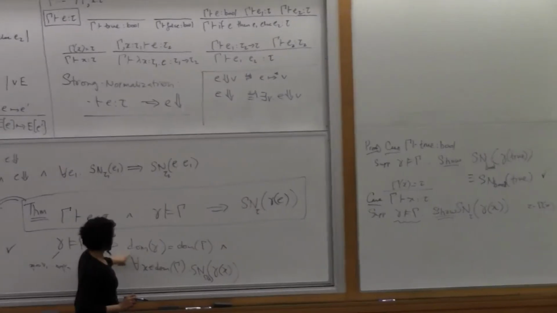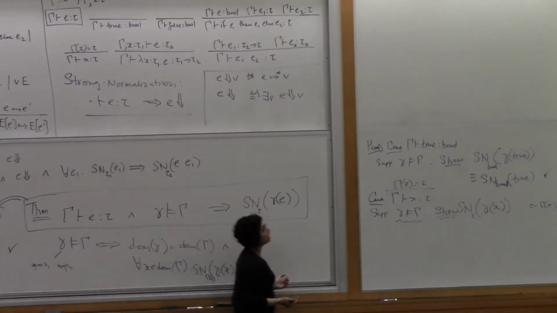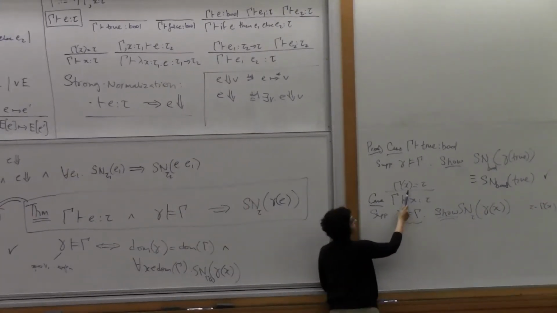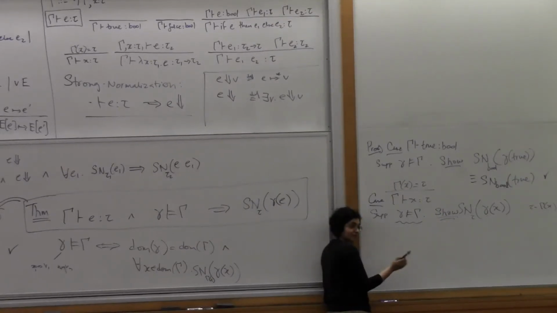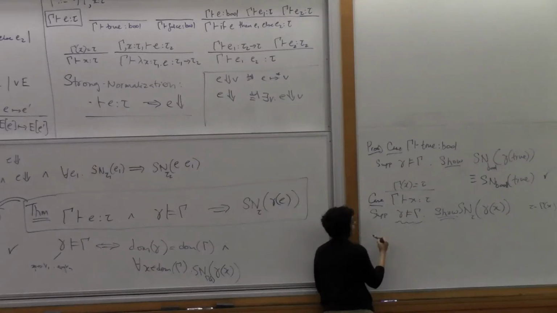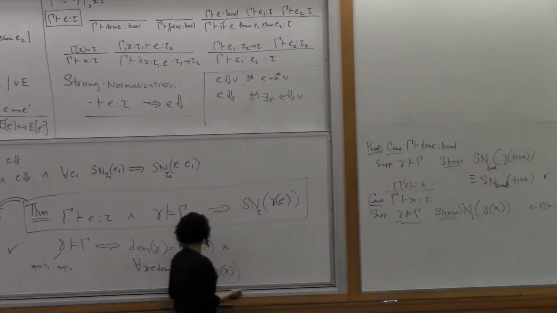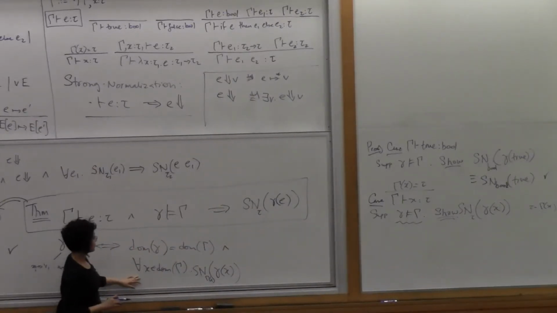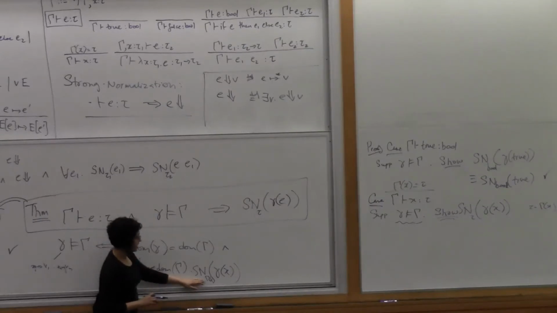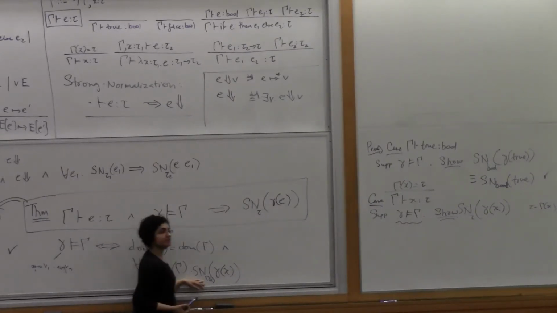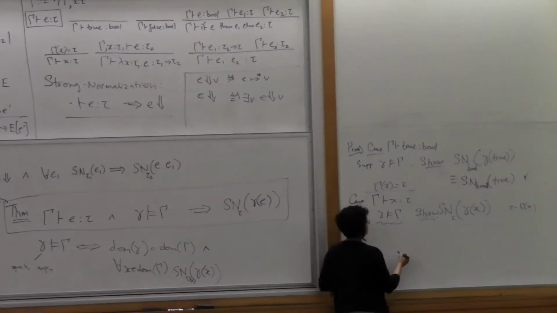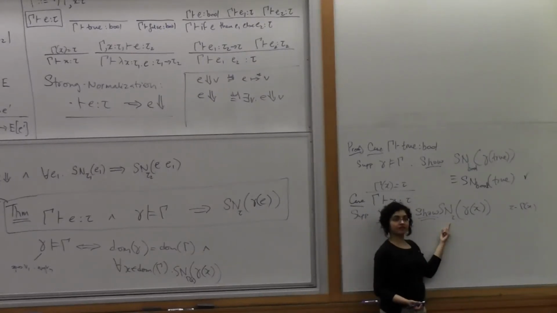Well, we know that the domains of the two gammas are the same. So that means that we already know that x is in the domain of big Gamma, so x is in the domain of little gamma. And we know that gamma x is some value, because it's a substitution. And for all x, that value satisfies the property that we want. So this follows immediately.